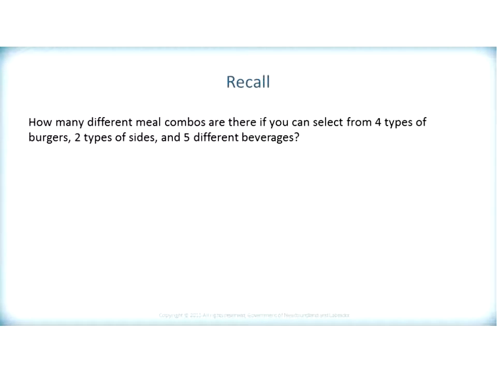How many different types of meal combos are there if you can select from 4 types of burgers, 2 types of sides, and 5 different beverages? That would be 40 meal combos. For each burger, I can select 2 sides, and for each of those sides, I can select 5 beverages.